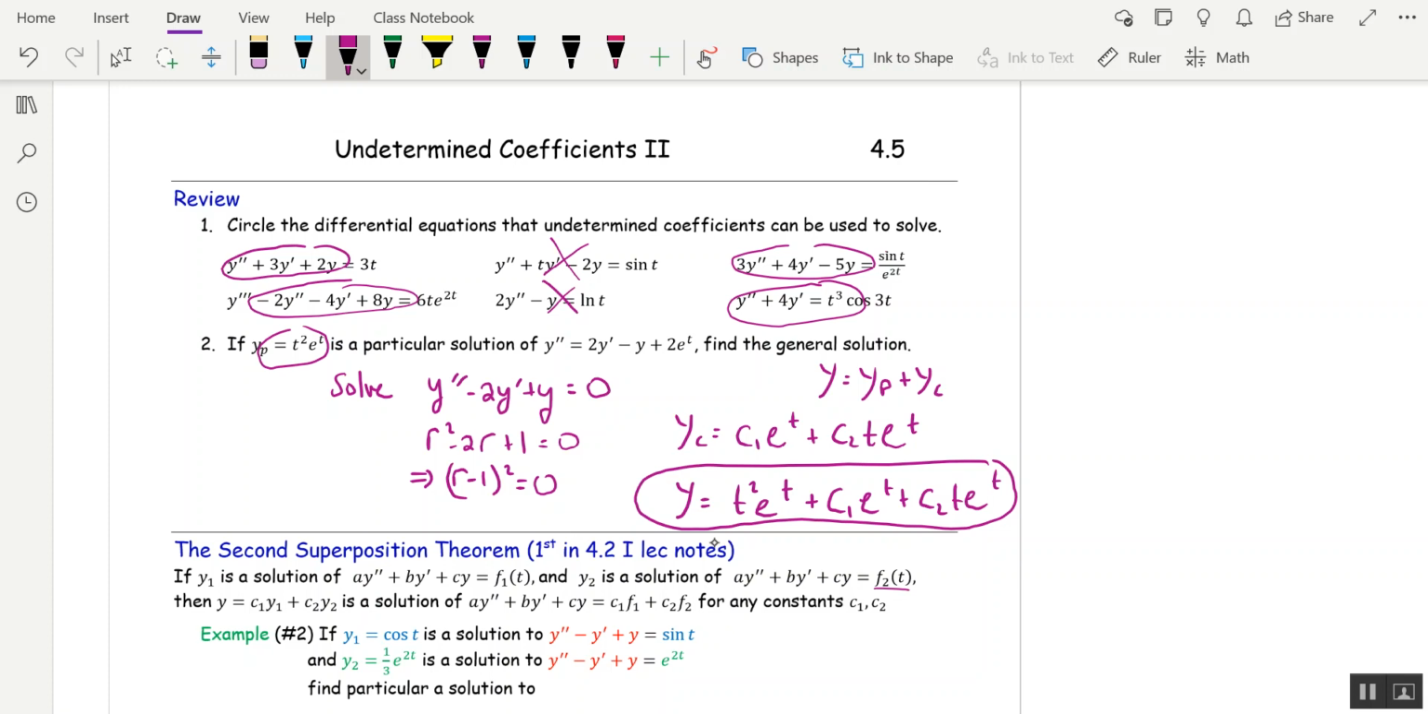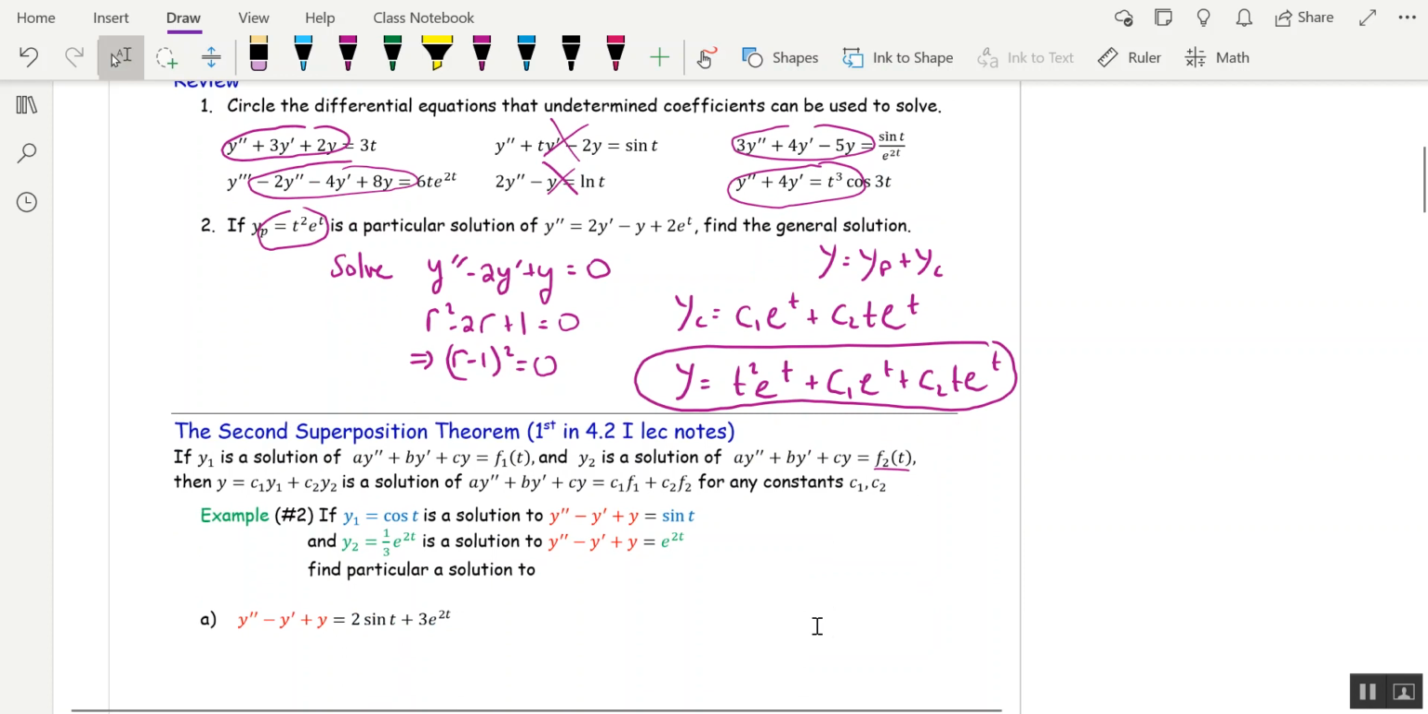So it's probably as clear as mud right now, but it's really not that bad. What you just need to do is, you'll be given Y1 and Y2, just figure out what F1 and F2 are and C1 and C2, and then put it all together. So here's an example from your homework. We're given Y1 and Y2, and the differential equations we're given are Y double prime minus Y prime plus Y equals sine T. So our F1 in this theorem is sine T. And then the second differential equation is the same left-hand side, but now it's equal to e to the 2t. So that's our F2.